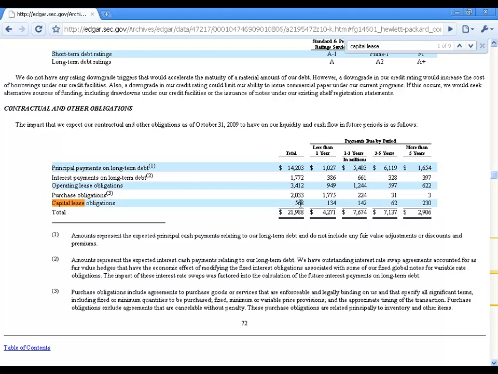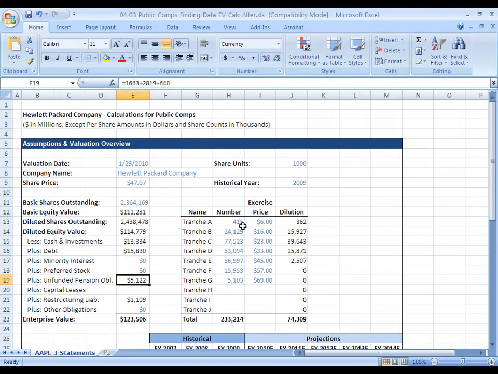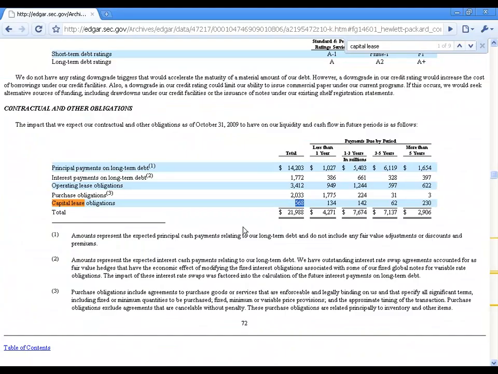Now it's not clear whether this is included anywhere on the balance sheet, but it doesn't really matter because it's certainly not included in debt or anything else that we've already added. So I'm going to enter 568 right here. The only other thing we want to check on now is what exactly is included in other liabilities, because depending on what's in there, we may have to add back some of those items as well.